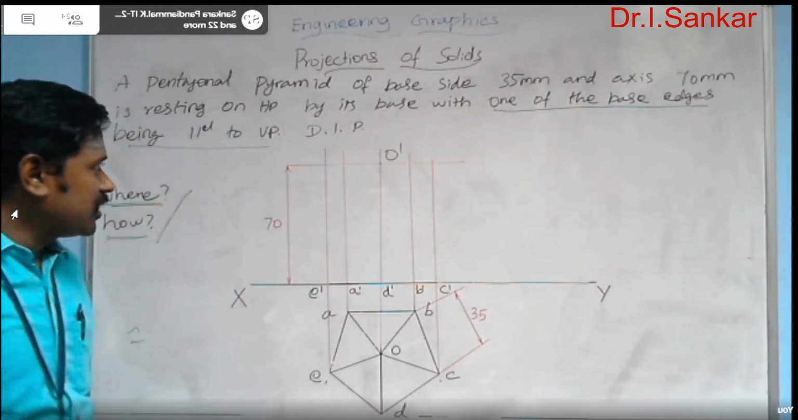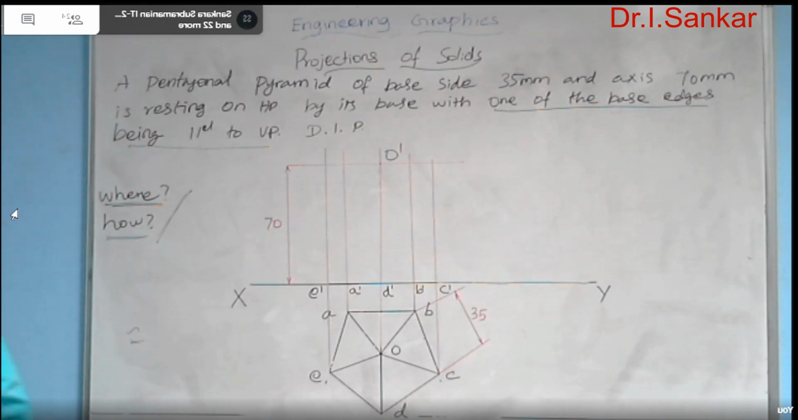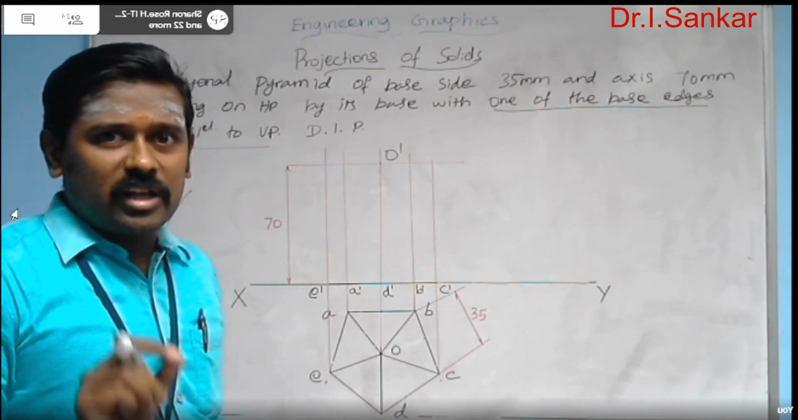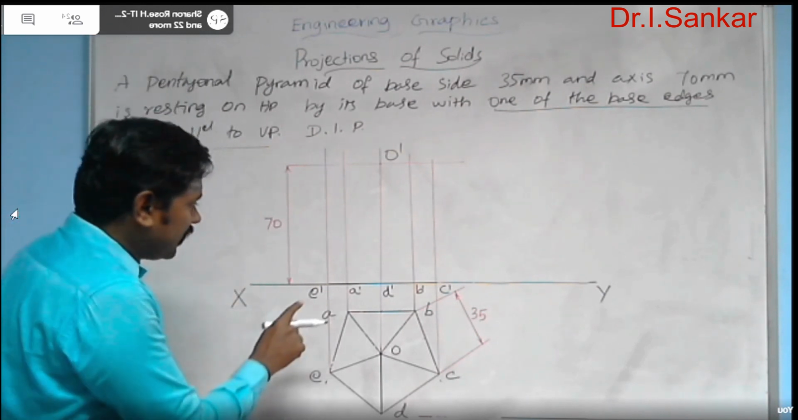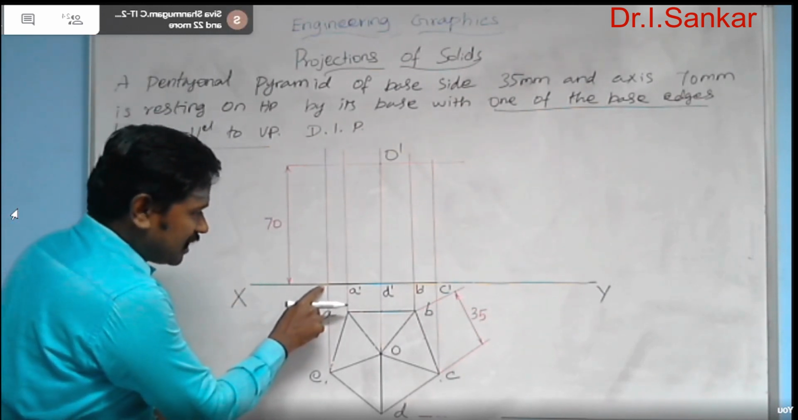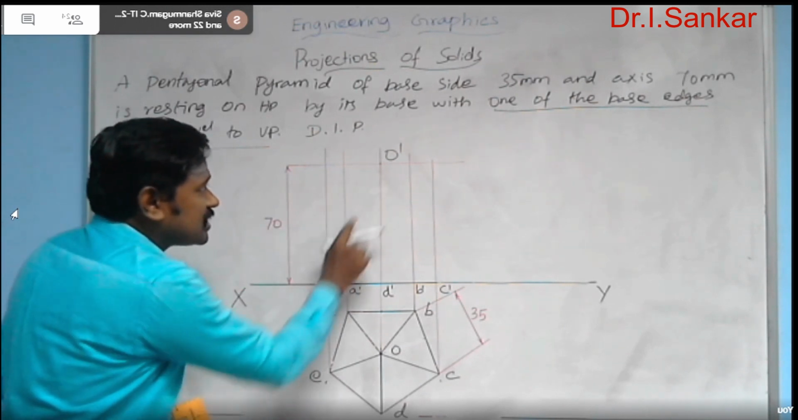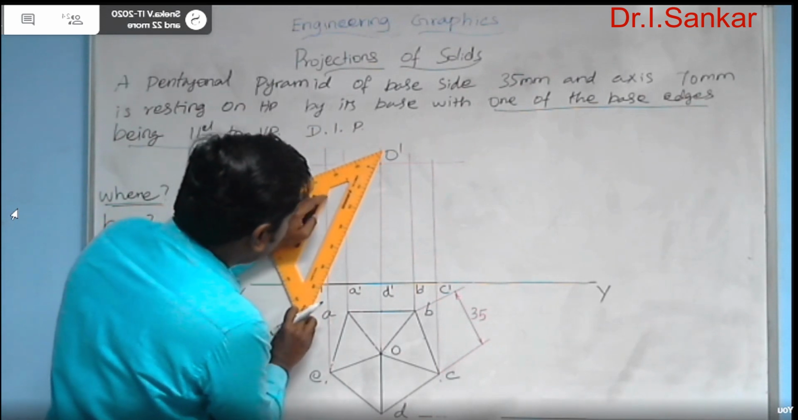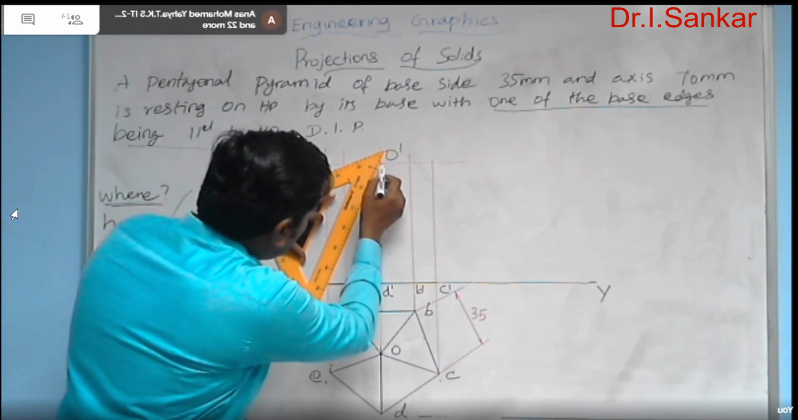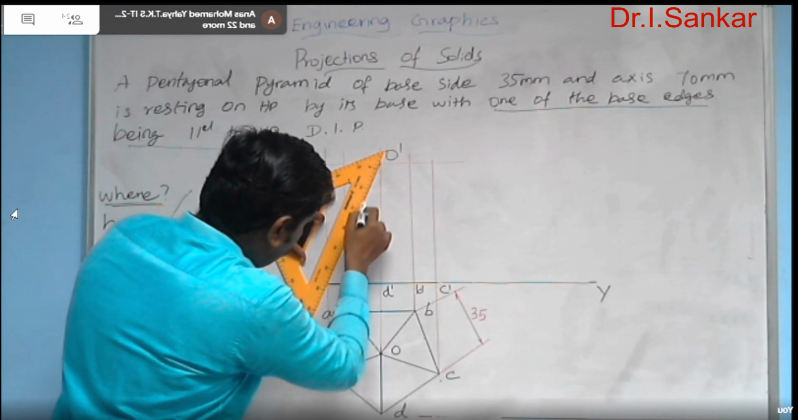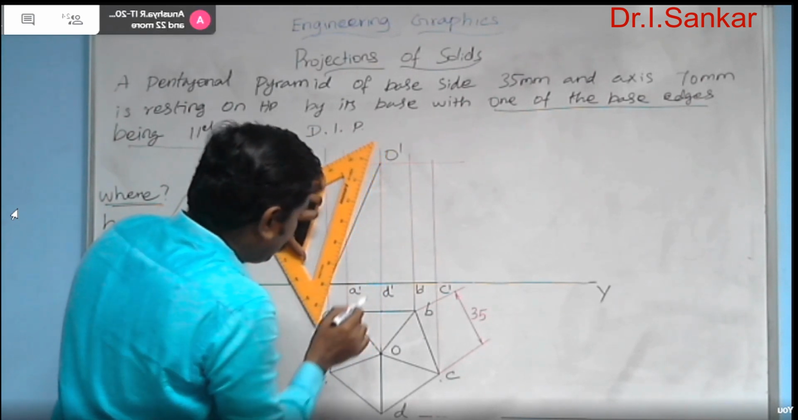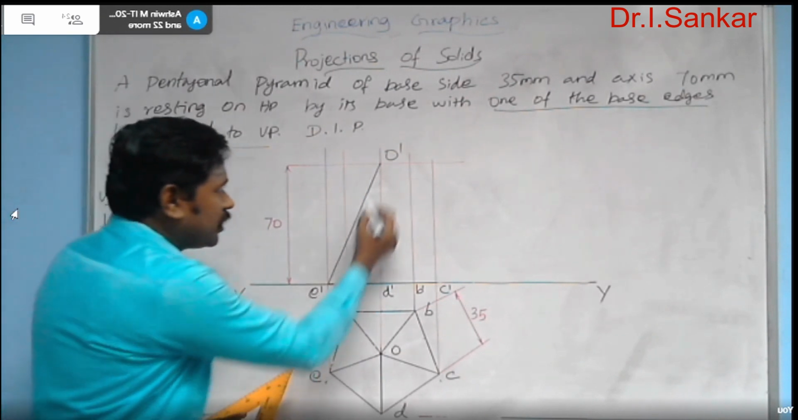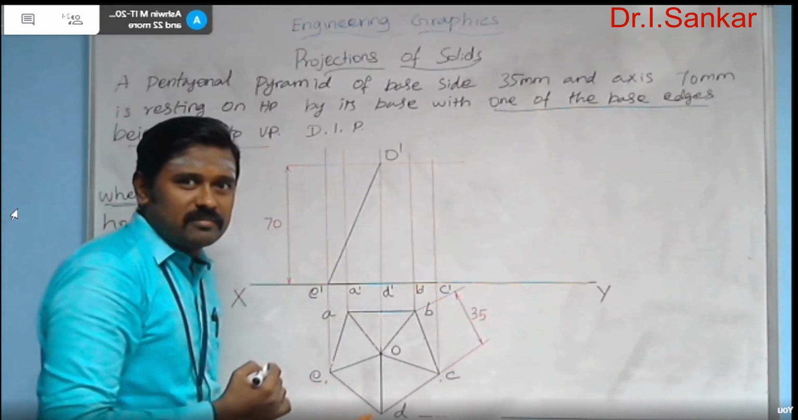Point O dash. Now you need to connect the slant edges by joining each and every base corner with the apex point. See here, E dash is a base corner. You need to connect E dash and O dash to obtain the slant edge E dash O dash. In the same way, you need to connect O dash and A dash.